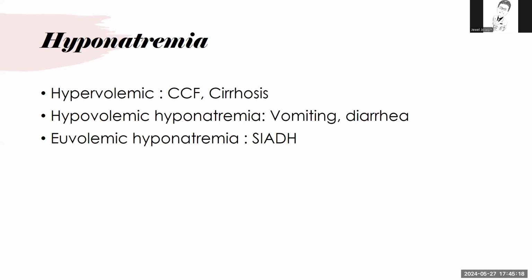So next thing would be hyponatremia. Hyponatremia again is classified as hypervolemic, which usually occurs in CCF, congestive heart failure, and cirrhosis. Hypovolemic hyponatremia usually occurs in vomiting and diarrhea. Euvolemic hyponatremia occurs in SIADH, or syndrome of inappropriate ADH secretion. So yeah, coming to the next slide.